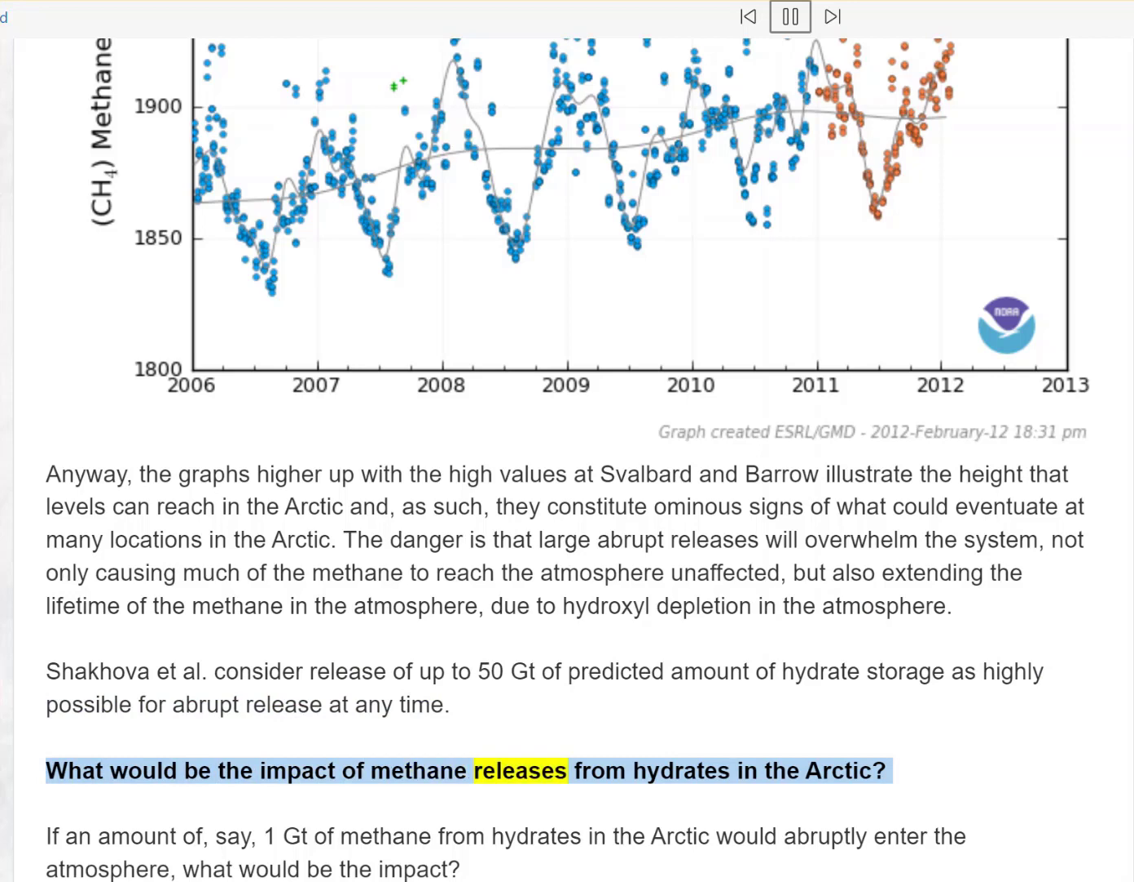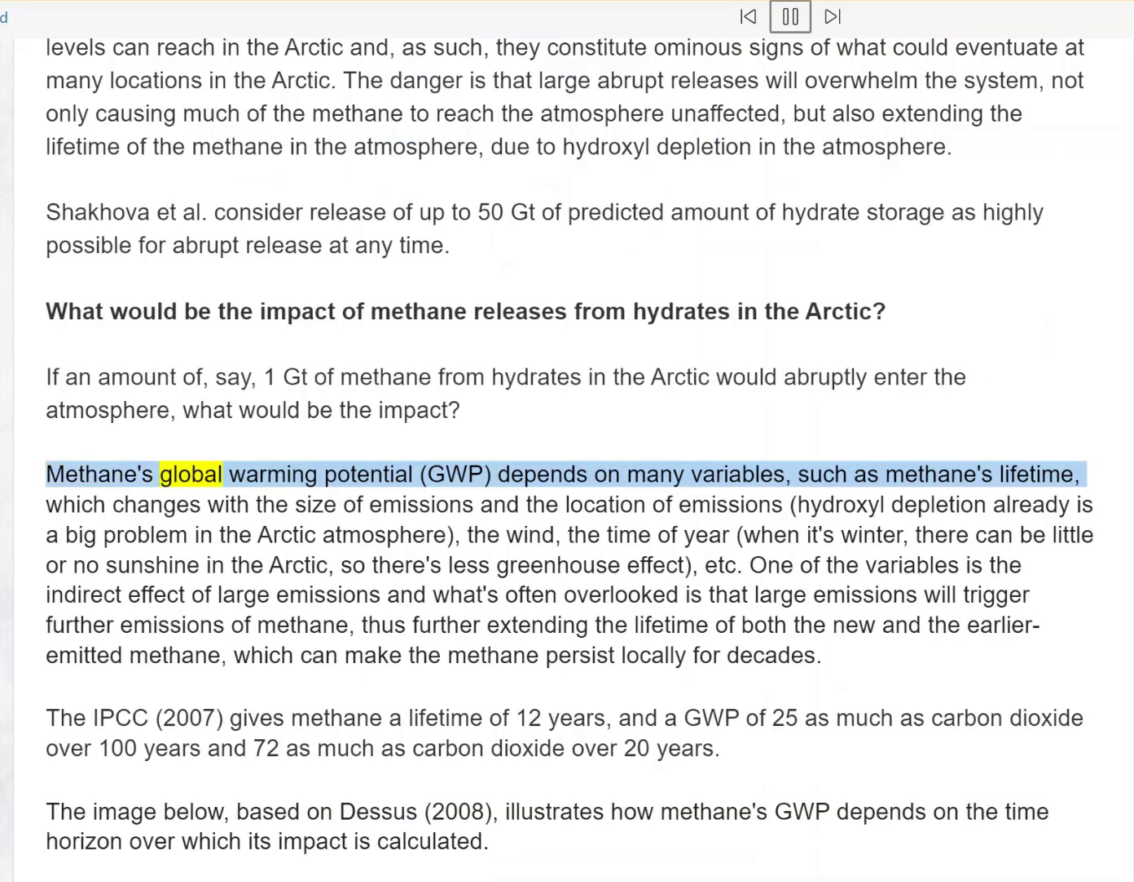What would be the impact of methane releases from hydrates in the Arctic? If an amount of, say, 1 GT of methane from hydrates in the Arctic would abruptly enter the atmosphere, what would be the impact? Methane's global warming potential, GWP, depends on many variables, such as methane's lifetime, which changes with the size of emissions and the location of emissions. Hydroxyl depletion already is a big problem in the Arctic atmosphere. The wind, the time of year, when it's winter, there can be little or no sunshine in the Arctic, so there's less greenhouse effect, etc.